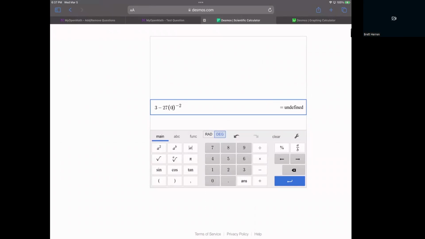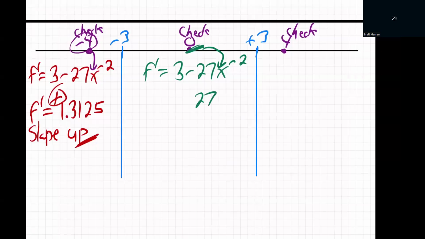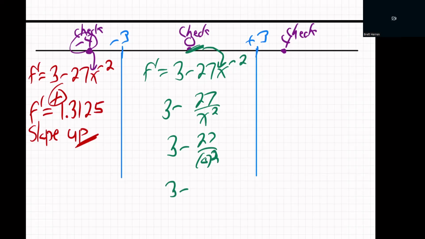Undefined. You can't take zero to a negative power because that puts zero on the bottom. You know what I mean? If you have zero on the bottom, this is 3 minus 27 over x squared. If you put zero in there, that's 3 minus 27 over 0 squared, 0. This is infinity, actually. You can't divide by 0. Because how many times does zero go into 27? It goes in forever. It's infinity. So we can't do zero.